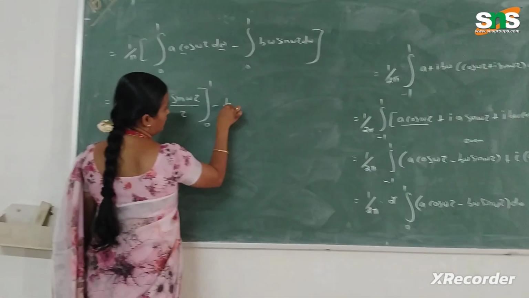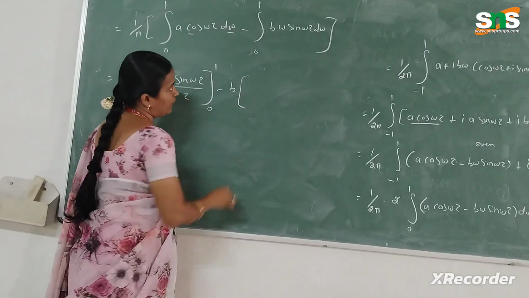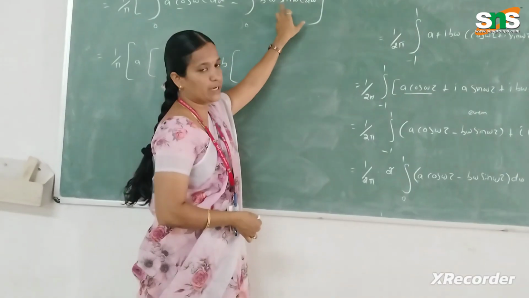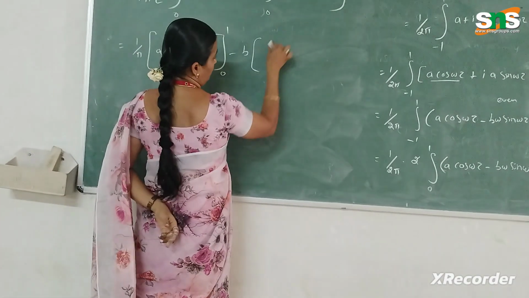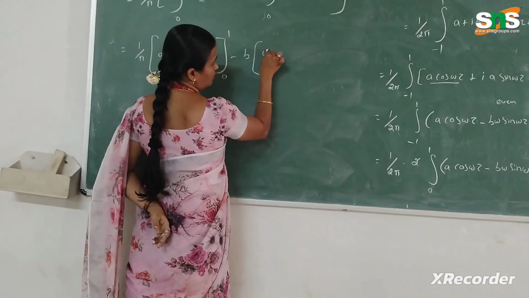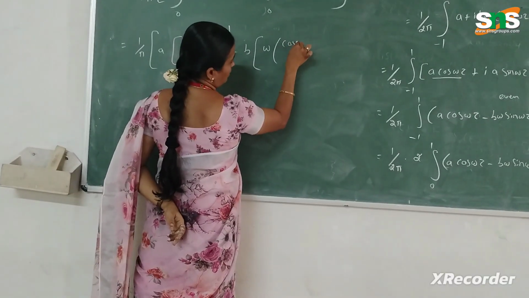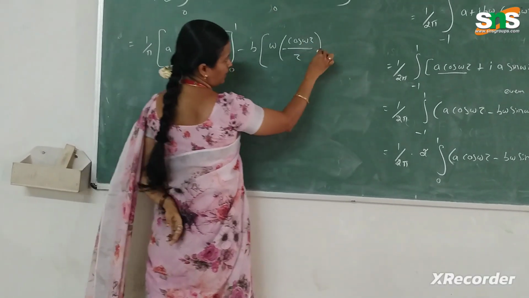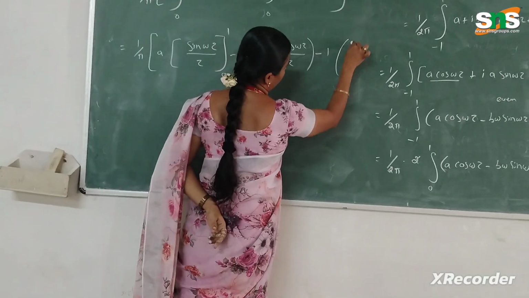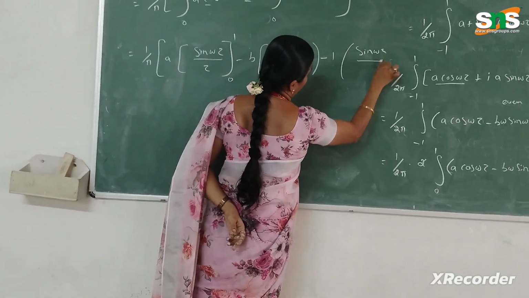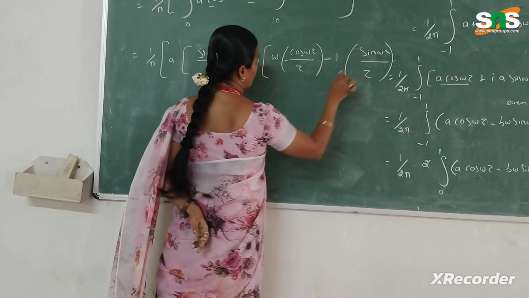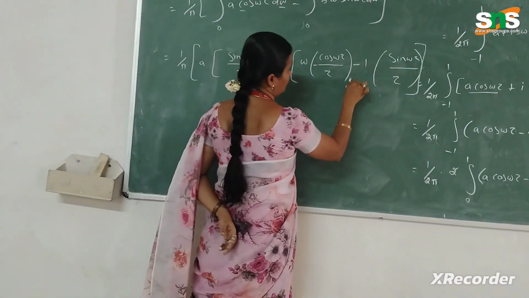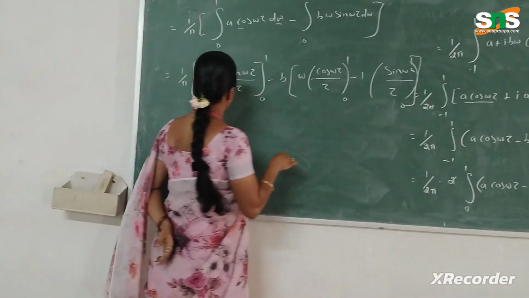Here b is a constant. So how will you integrate omega into sin omega tau? This is by the Bernoulli formula. u is omega, and the integral of sin omega tau is minus cos omega tau by tau, then minus 1 into sin omega tau by tau squared. And substitute the limit. What is the limit? 0 to 1.